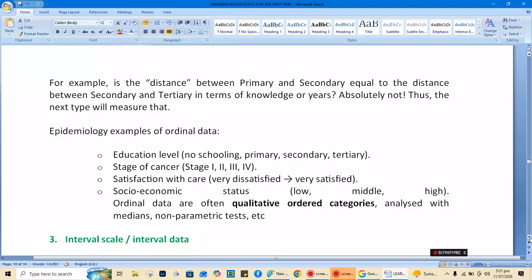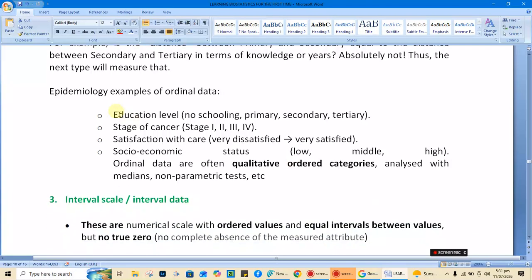Now, let's look at some examples of ordinal. You have education level. In short, ordinal, from the word order. What's the order according to society? How society acknowledges that thing to be true. What is the order? So education: no schooling, primary, secondary, tertiary. That's how you collect your data. Stage of cancer: stage 1, 2, 3, 4. Satisfaction with care: very satisfied, dissatisfied. Socio-economic status: low, middle, high income. You can't start with middle, then go to high income, then you go to low. No, sir, no, madam, you can't do that.